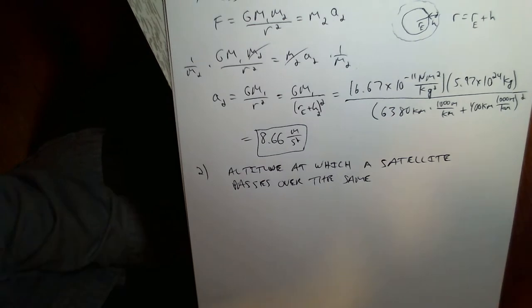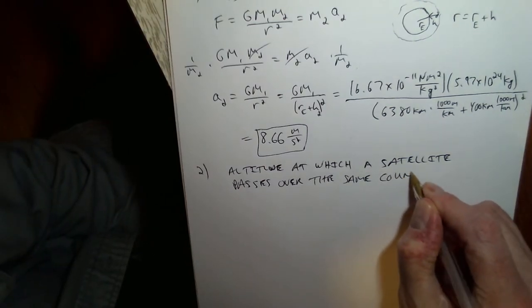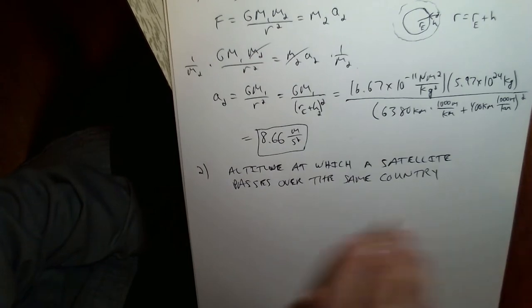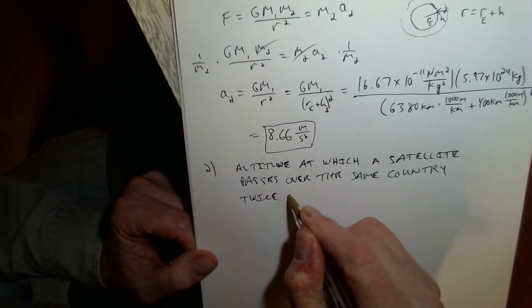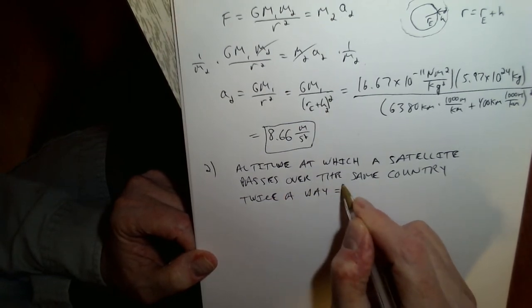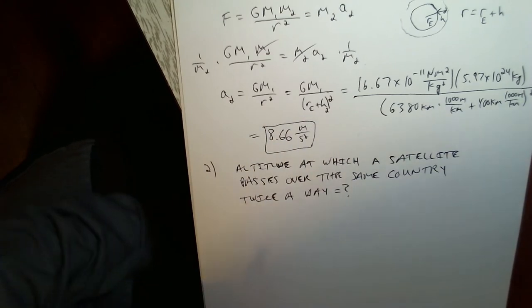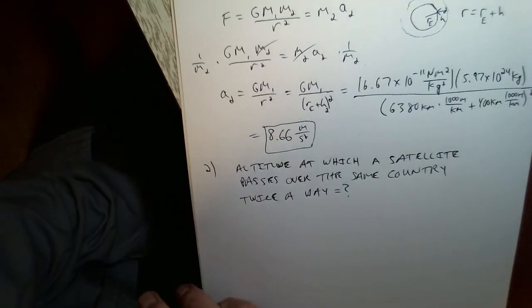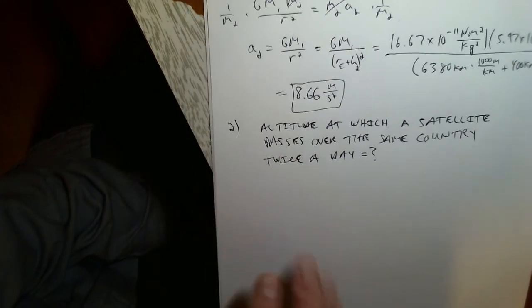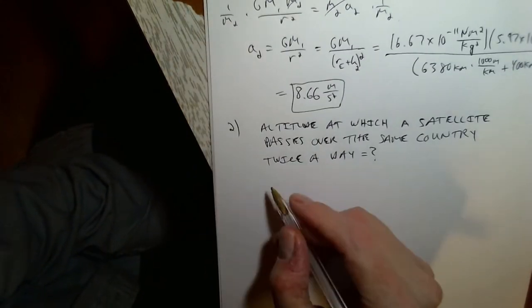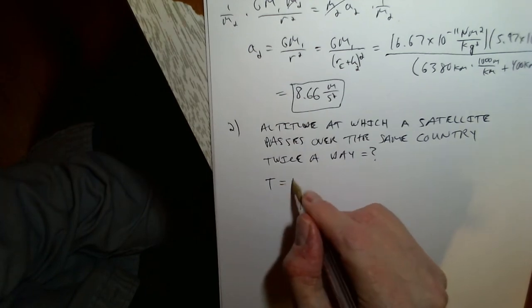So it passes over the same, I'll keep it country. Altitude at which a satellite passes over the same country twice a day is equal to what? And you have to keep in mind that this is a rough figure, because depending on the country, the period could be off by a significant amount if the country is very big. But my point is, you can estimate this altitude by saying that the period is 12 hours.